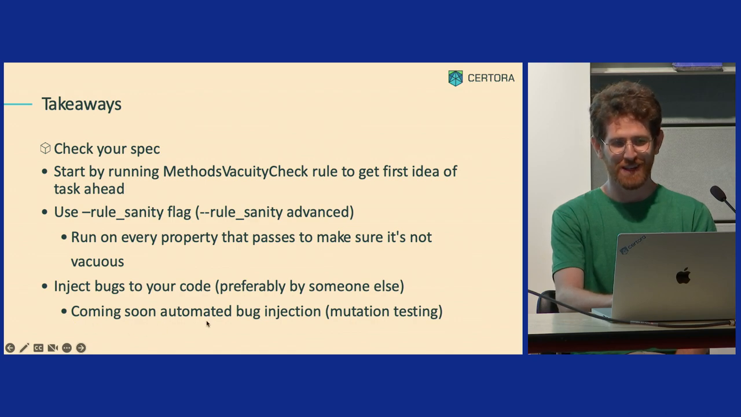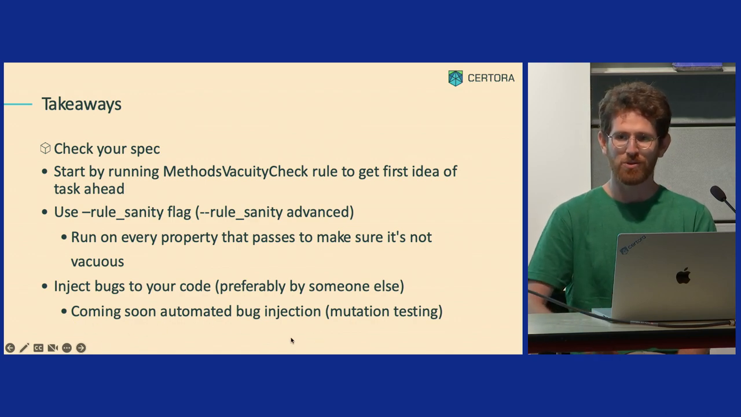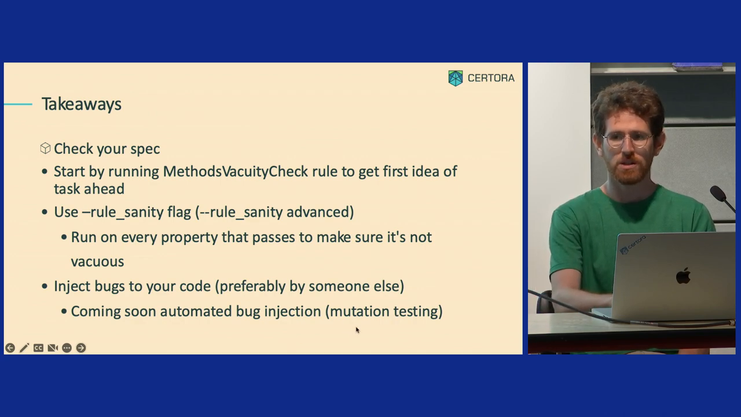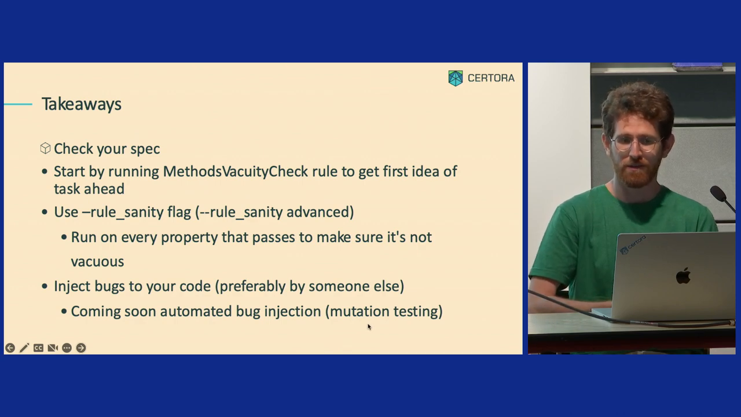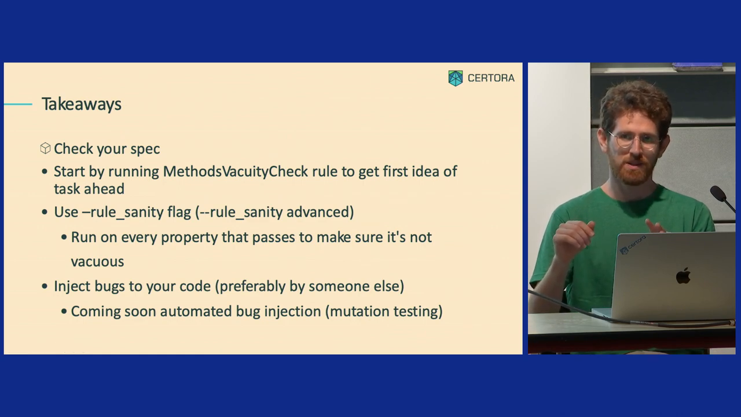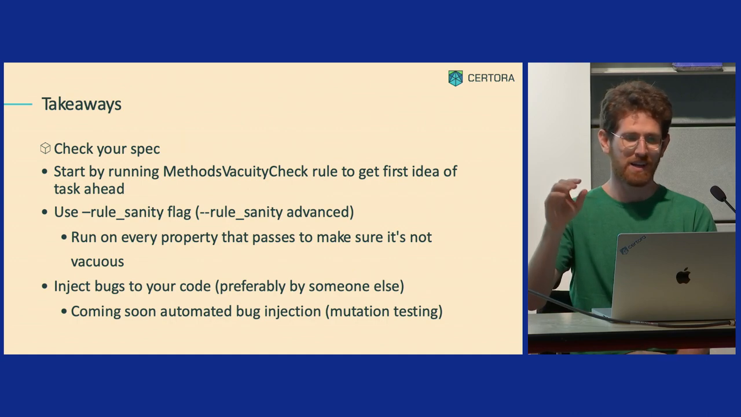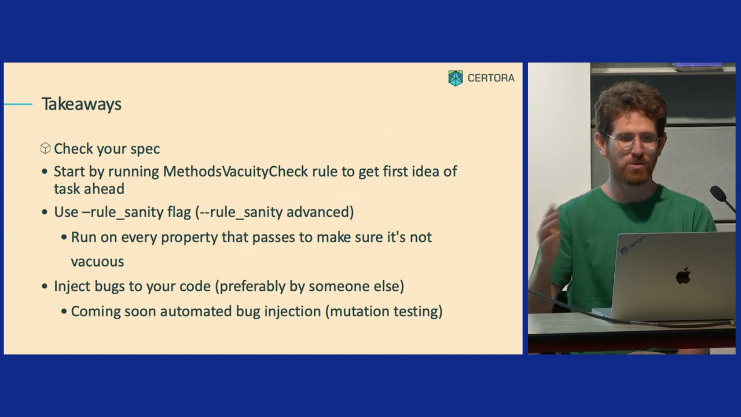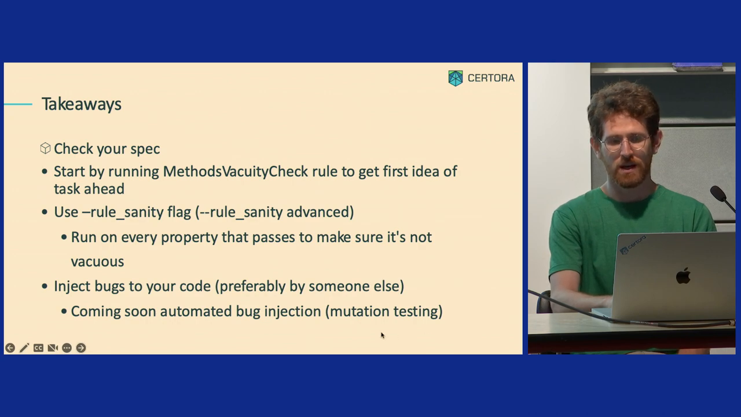And this bug injection is also time consuming, and we are working on automation of this process. We call it mutation testing. It should basically be a flag, just like the --rule_sanity, which will inject bugs automatically, like change plus to minuses, greater to smaller, and stuff like that. And then you can see if the bugs make sense or don't make sense, and check your rules.